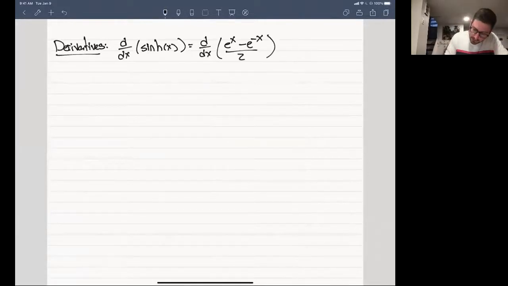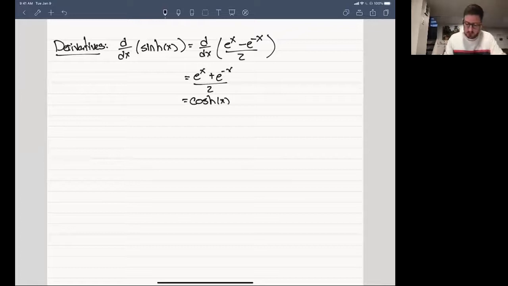And what we can see here is that the first term is going to differentiate into itself, so I get e to the x again. The second term, the minus comes out from applying the chain rule to e to the minus x. So mixing that with the minus that was already there gives me a plus e to the minus x. And the over 2 never changed. So what did I get? I got cosh of x. So sinh of x differentiates into cosh of x in the same way that sine of x differentiates into cos of x.